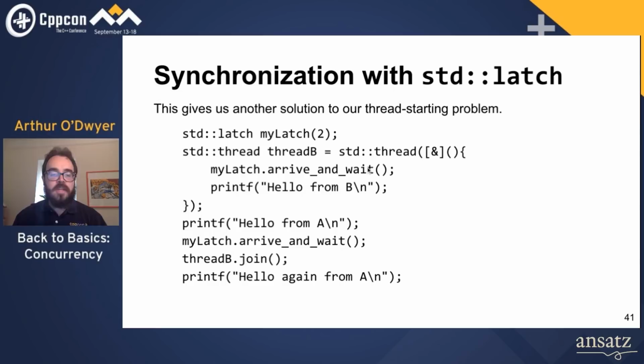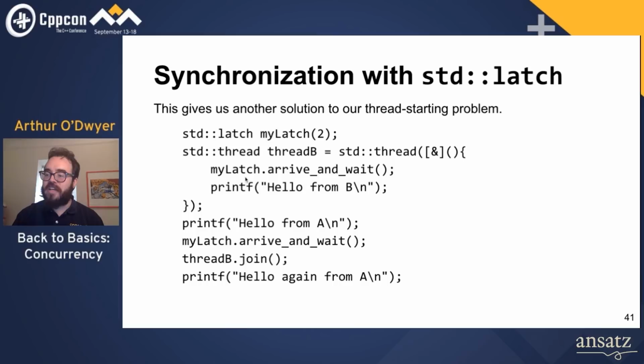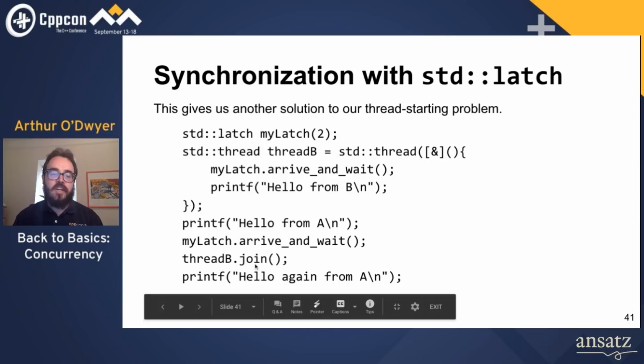It's blocked there. Now, meanwhile, in thread A, I print hello from A, and then I also arrive_and_wait at the same latch. Notice I'm capturing a reference, so my latch here and my latch here refer to the same local variable latch. Now both of my threads have arrived and waited at the latch, and so the latch lets them both go. Thread B is unblocked, and thread A is unblocked. Thread A immediately goes and joins thread B, so now it's blocked again. Meanwhile, thread B prints hello from B, and exits.